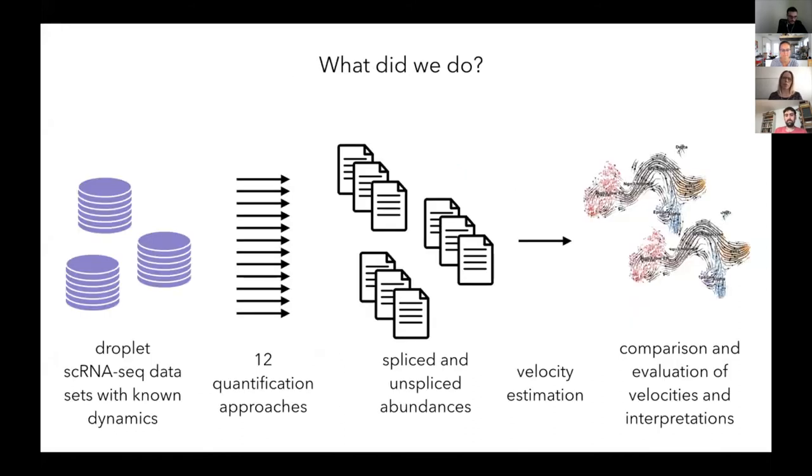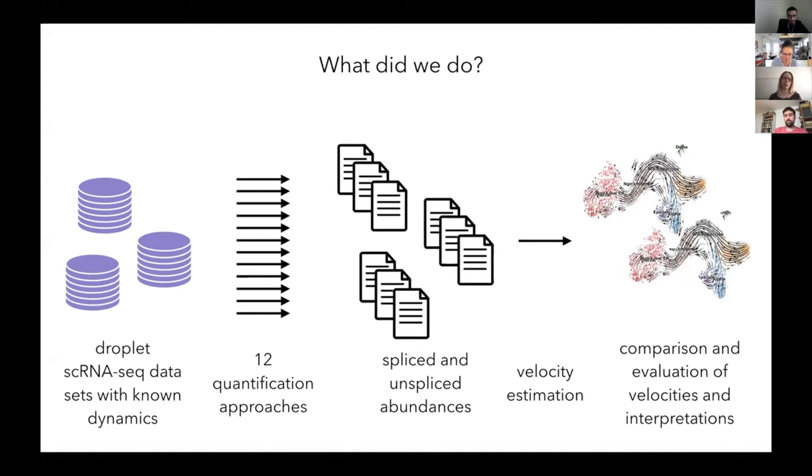So what did we do? Well, we were particularly interested in the abundance quantification, so how to get the mRNA and the pre-mRNA counts that you need to do the velocity analysis. And the way we did that was that we looked at public datasets. So we collected some droplet single-cell RNA-seq datasets where we knew that there was some kind of known dynamics, some differentiation trajectory, for example. Then we applied 12 different quantification approaches to each of these datasets.